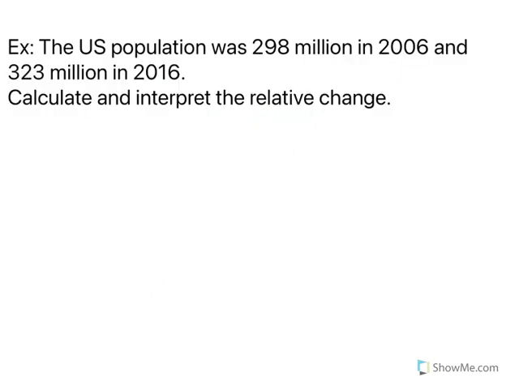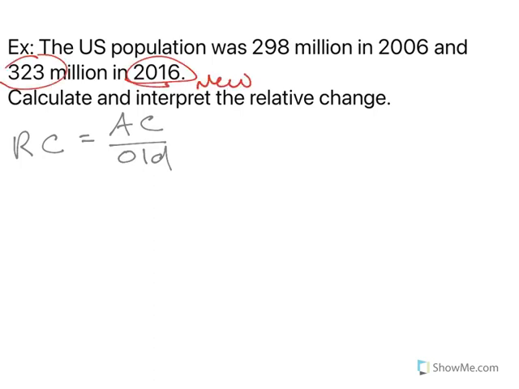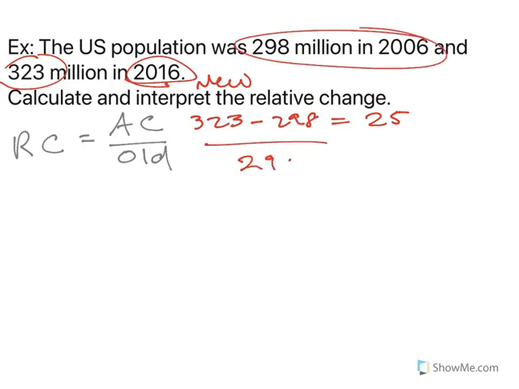The U.S. population was 298 million in 2006 and 323 million in 2016. Calculate and interpret the relative change. So remember, relative change is absolute change divided by the old value. So we know absolute change. Well, first let's recognize 2016 is the newest. So we're going to take 323 and subtract 298 to get the absolute change. And then the old value is the reference, which is 298.